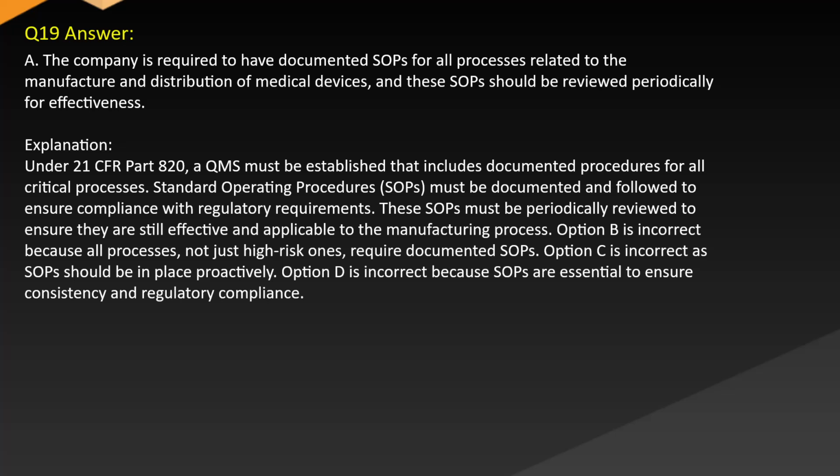Explanation. Under 21 CFR Part 820, a QMS must be established that includes documented procedures for all critical processes. Standard operating procedures, SOPs, must be documented and followed to comply with regulatory requirements. These SOPs must be periodically reviewed to ensure they are still effective and applicable to the manufacturing process. Option B is incorrect because all processes, not just high-risk ones, require documented SOPs. Option C is incorrect as SOPs should be in place proactively. Option D is incorrect because SOPs are essential to ensure consistency and regulatory compliance.